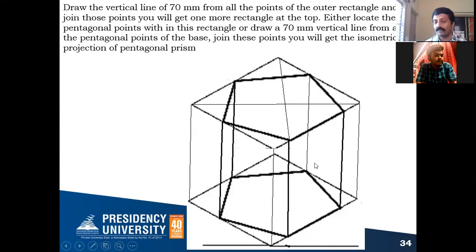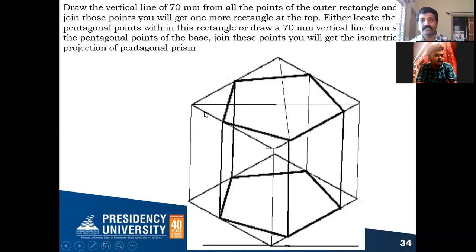Or else, the other method we were following when we were drawing the isometric version of the prisms: from these 5 points of your pentagon, you draw the vertical projector of the same height, that is 70 millimeter. Definitely, we are going to land exactly on the outer box. So you can join all these points. So now your pentagon prism is ready. I think all of you understood this. So why have I taken this outer box also? To find out the center. That is the only reason.